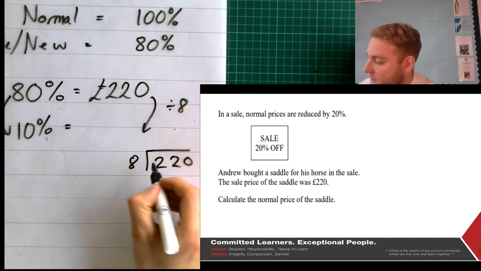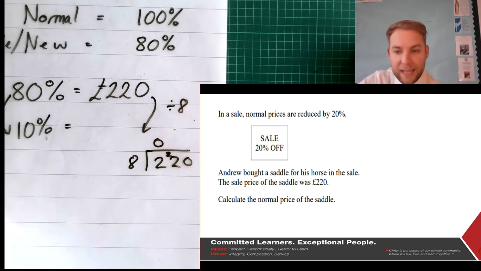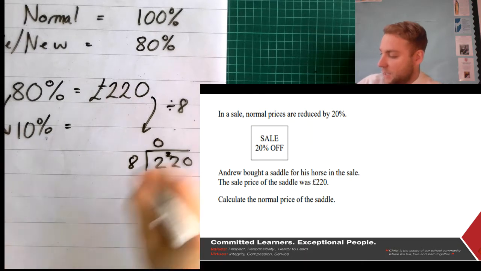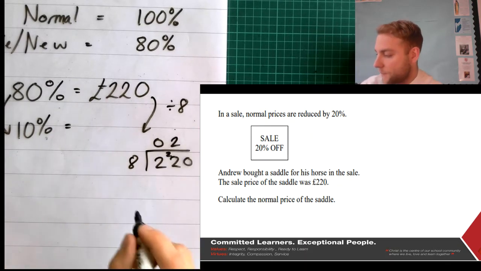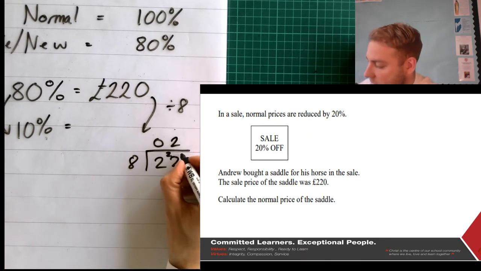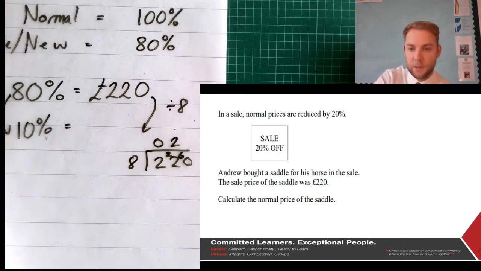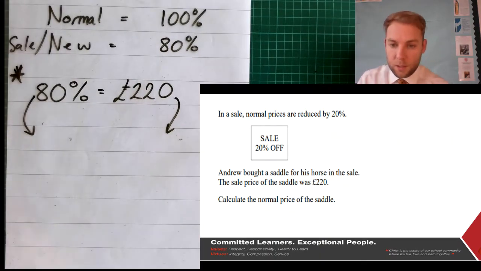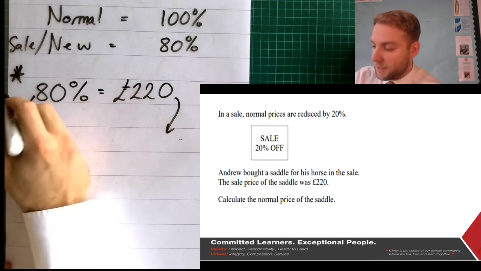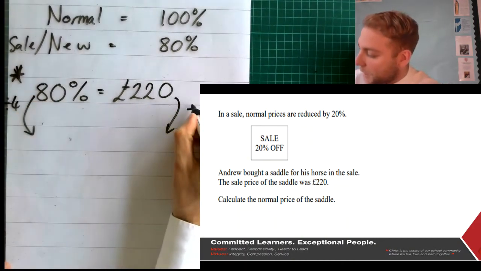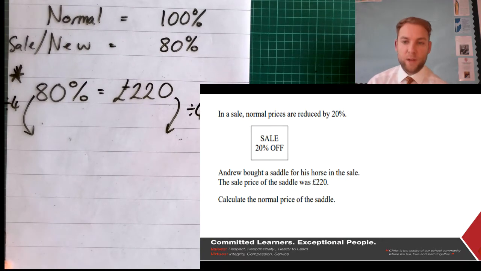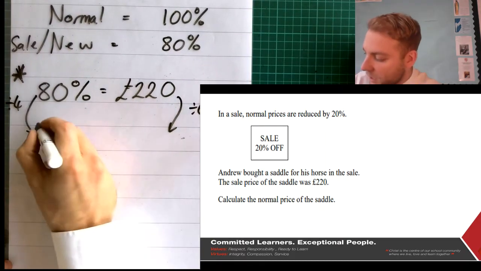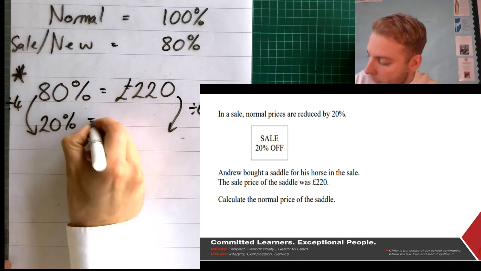So 8 into 2 doesn't go. 8 into 22 goes 8, 16, so it goes in twice. Remainder 6. So to find out what 20% is, I'm going to divide both of these sides by 4, because 80 divided by 4 is 20%. So 80 divided by 4, I know it's 20%.